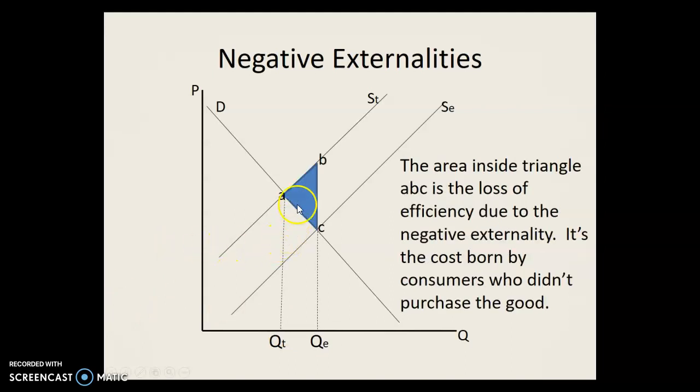And then the area that you see shaded, triangle A, B, and C, that is the loss of efficiency due to the negative externality. And we can look at that as the cost that is borne by consumers who did not purchase the good. And think about that in the case of pollution.